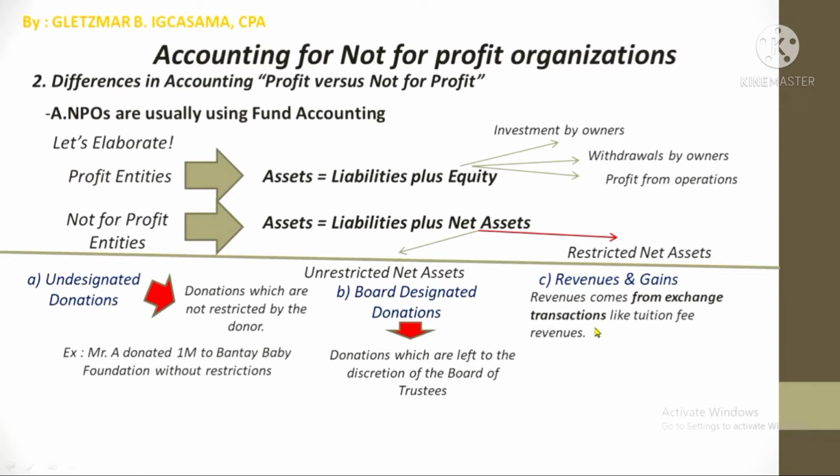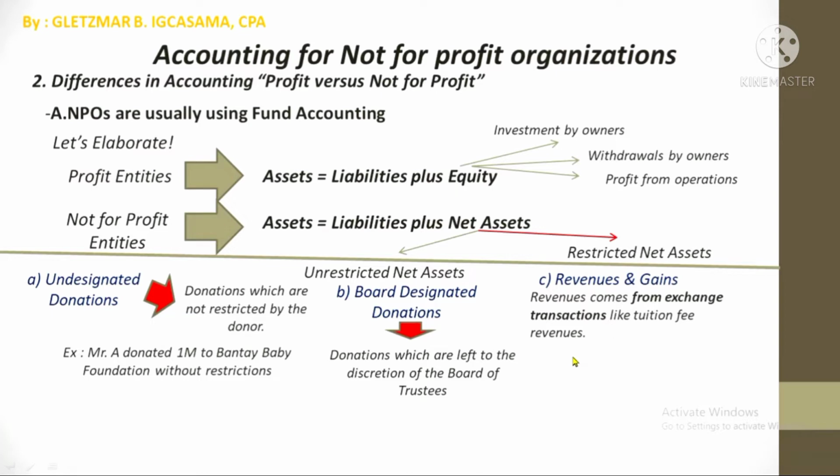The tuition fee is considered a revenue from exchange transactions because those revenues are earned by giving educational services. So, it's really an exchange, right? And aside from that, giving of educational services is an ordinary activity of a not-for-profit school, which is why, again, we consider tuition fees received from students as revenues and not gains or losses.